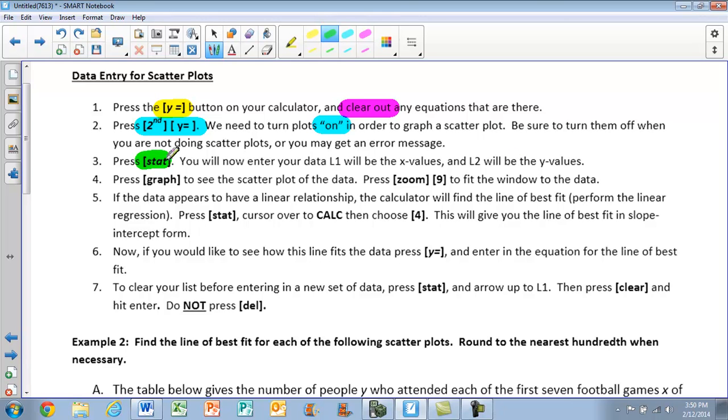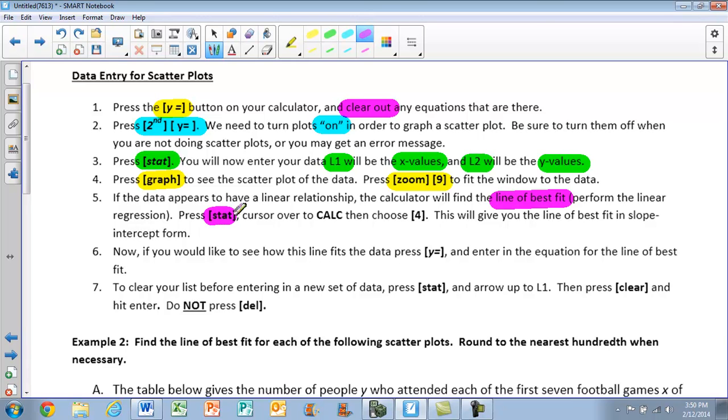Your third step, we'll press stat, and we're going to enter in our data into two columns. These are called L1 and L2, where L1 will be our x values and L2 will be our y values. Okay, then we're going to go ahead and press graph, and in order to see all of our data, we'll have to use this zoom 9 button. From there, if we have a linear relationship, we can calculate the line of best fit, okay, and that's what we keep talking about here.